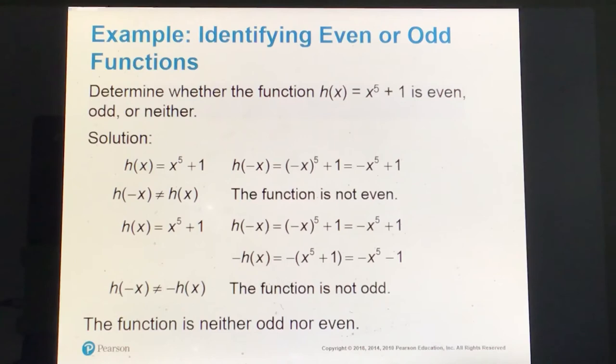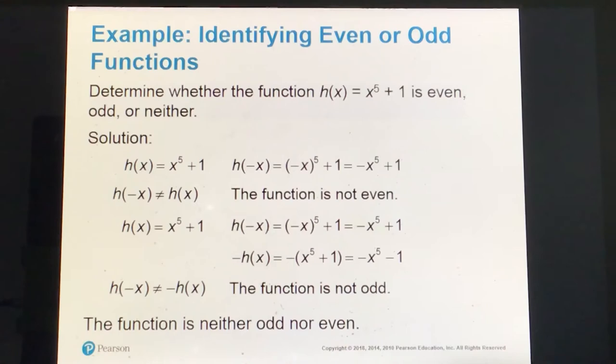Now, what they did is they factored out the negative. So you factor out the negative, you get negative x to the fifth, right? Oh, no, excuse me. Okay, they didn't factor out the negative. Okay, so let's go back. What they did here was they got negative x to the fifth plus 1. That's h of negative x. Now they're showing you, it should give you the negative of this y value. And when you distribute the negative, you get negative x to the fifth minus 1. And they're not the same. Okay, this function is not odd.